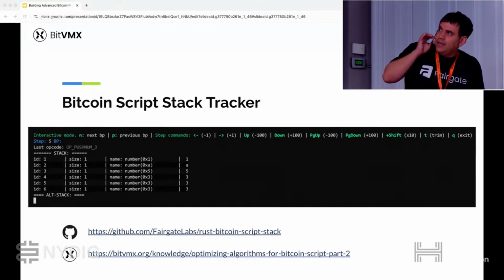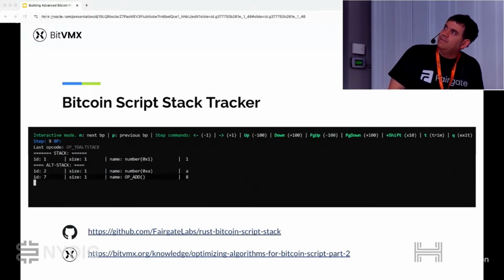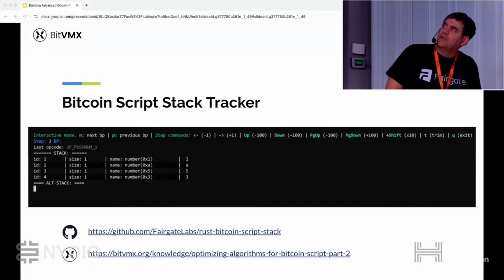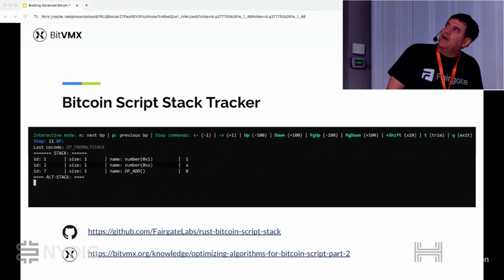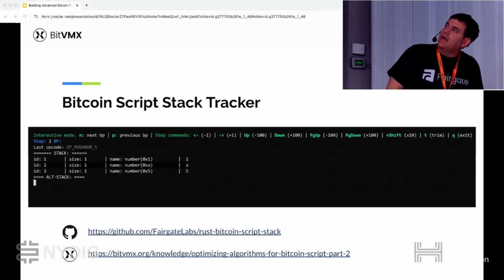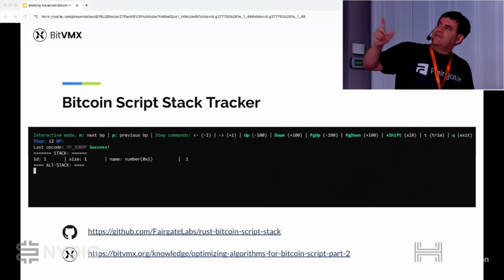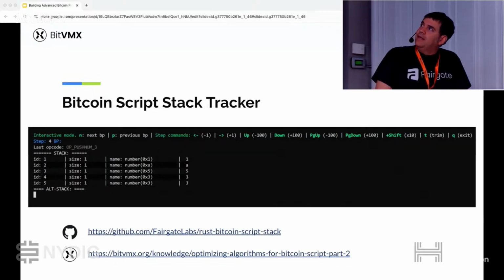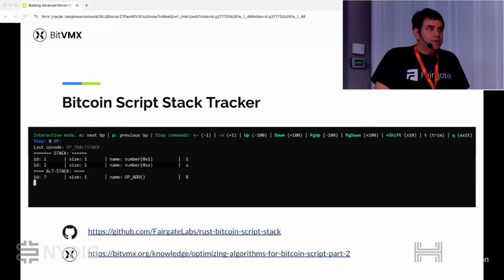This is how the debugger looks. Not sure if it's more or less clear. The idea is that you can see how the elements move on the stack to the alt stack and the operation that you are executing. It is open source. You can grab it from there. There is also an article about the optimization of scripts that shows a little bit more about the scripts themselves and how it works.